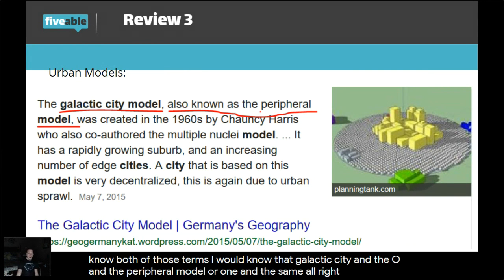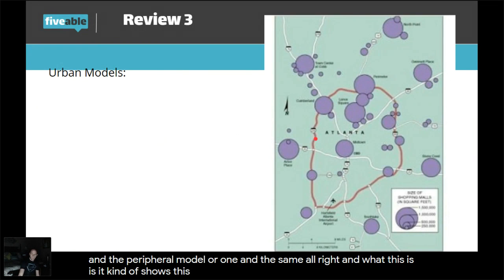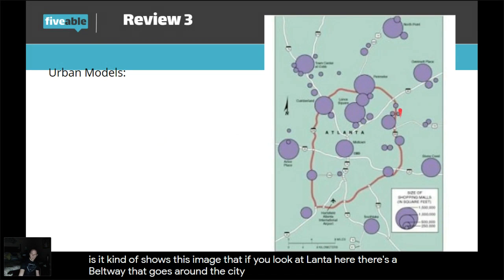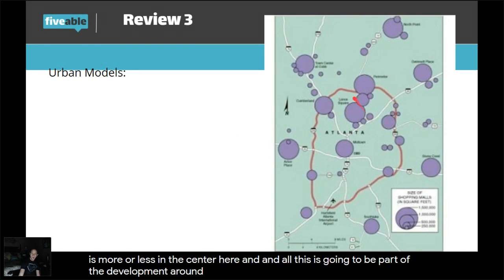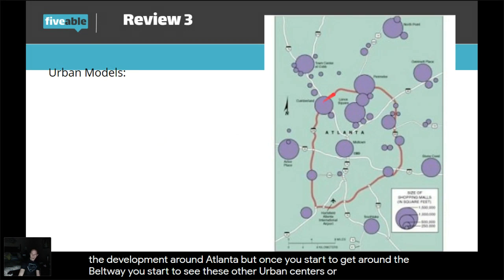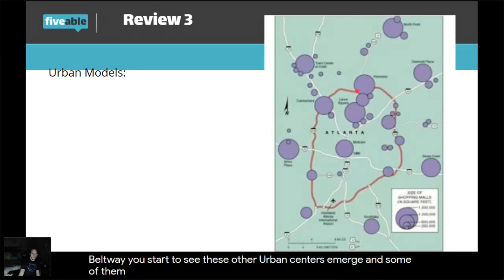All right, and what this shows is an image where, if you look at Atlanta, there's a beltway that goes around the city. Everything that is Atlanta is more or less in the center here, and all this is going to be part of the development around Atlanta. But once you start to get around the beltway, you start to see these other urban centers emerge, and some of them start to be places that kind of emulate the CBD.